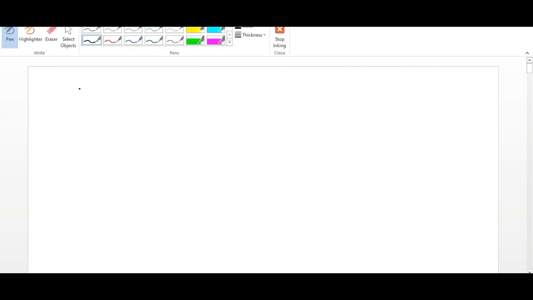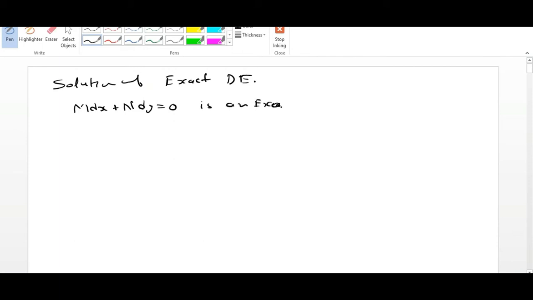So till now, we are finding the solution of exact differential equations. Till now we find that the equation M dx plus N dy equal to 0 is an exact differential equation if and only if ∂M/∂y is equal to ∂N/∂x.